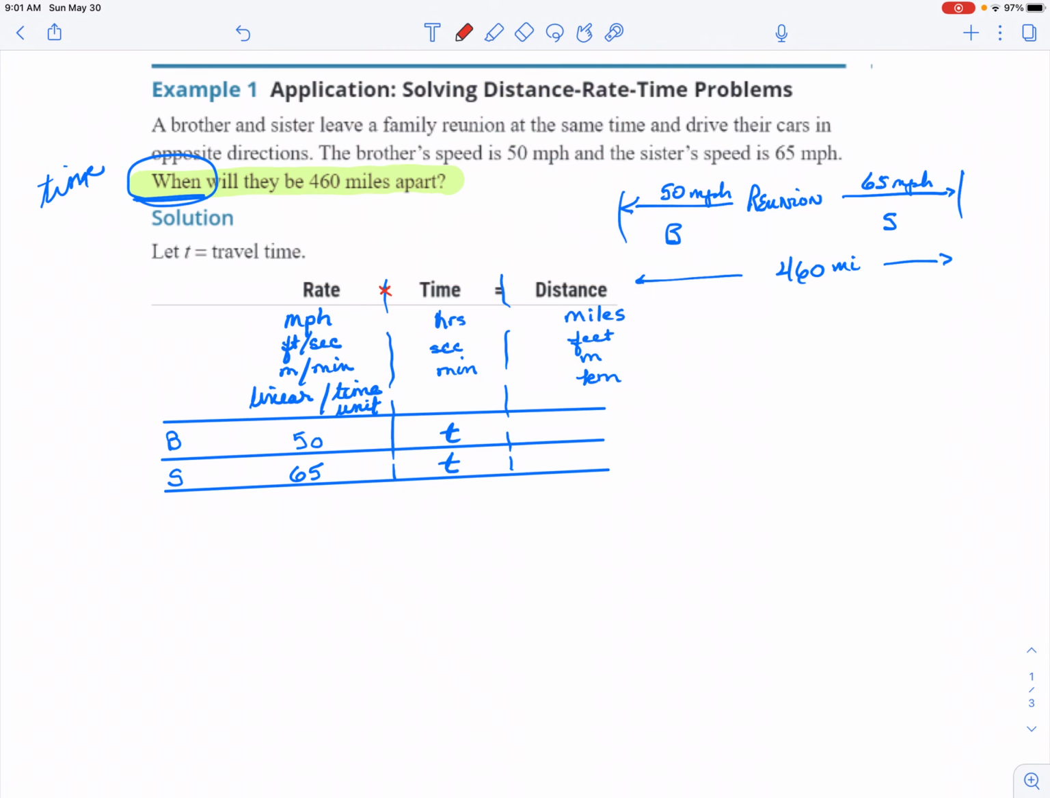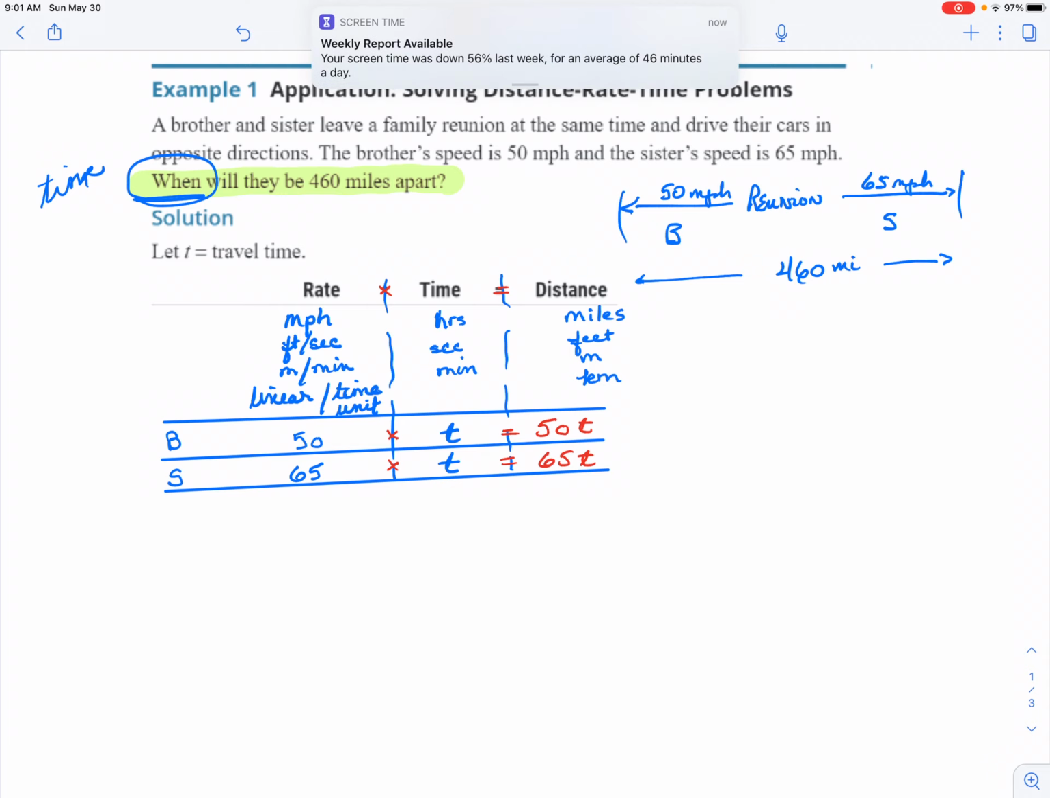It's rate times time equals distance. So I'm going to do rate times time equals distance. So I have 2 expressions for distance now: one for the brother, 50t, and one for the sister, 65t.